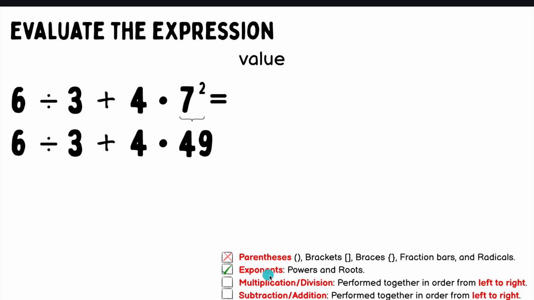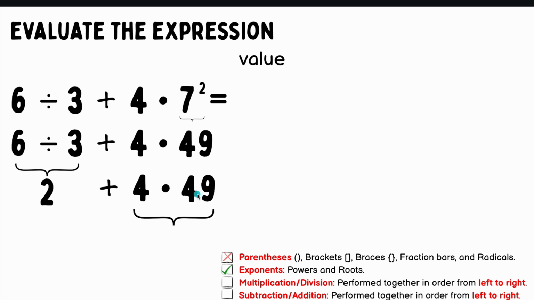Now we have multiplication or division from left to right. I see division and I see multiplication. Let's go from left to right. 6 divided by 3. That equals 2. Let's bring everything down. 2 plus 4 times 49. We have to continue with multiplication or division. We have multiplication. 4 times 49. That equals 196. We are finished with multiplication or division from left to right.